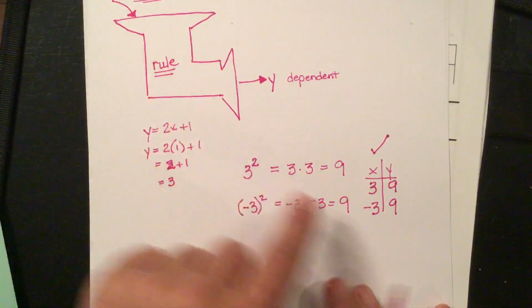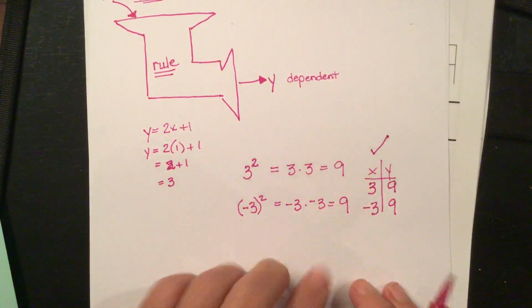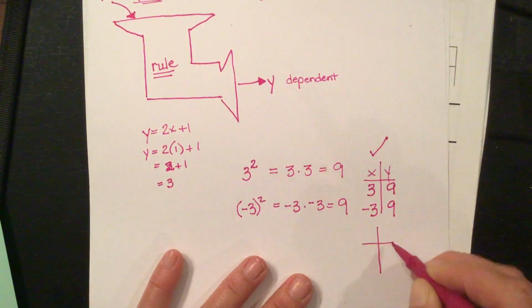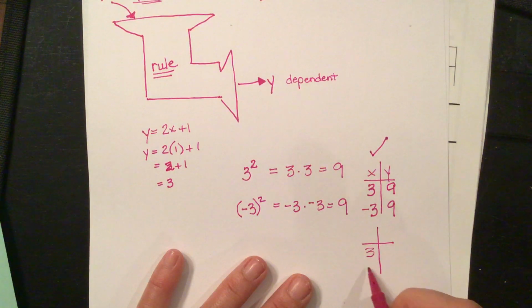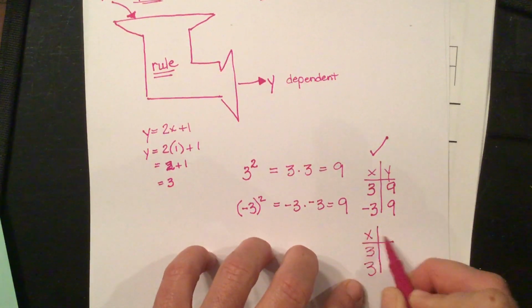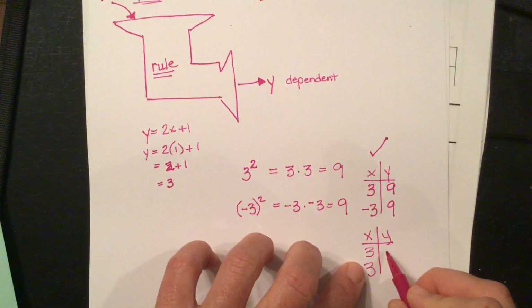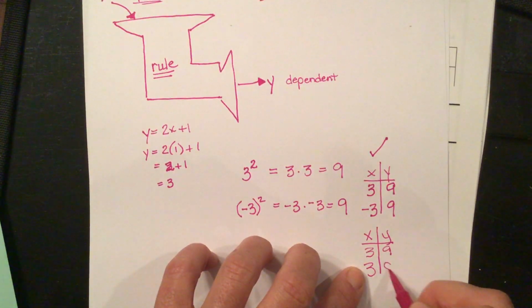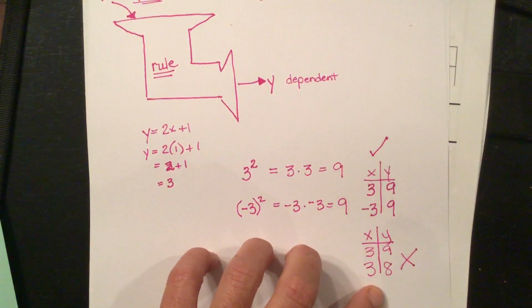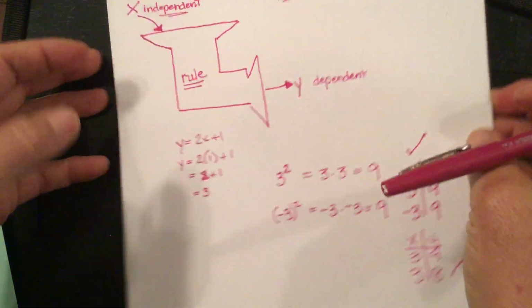But I cannot, for example, have 3. Let's go ahead and put one down. If, let's say I had 3 and I had 3, the same input, I cannot get a different output. That is not a function. Okay? And we're going to look at some examples.